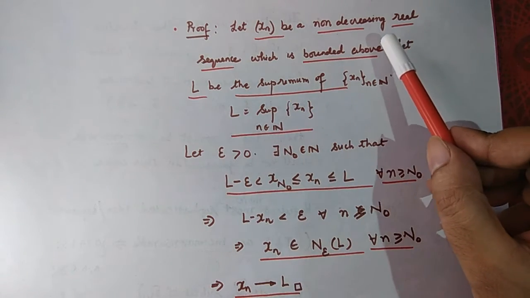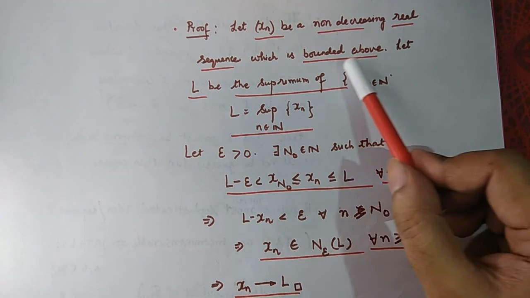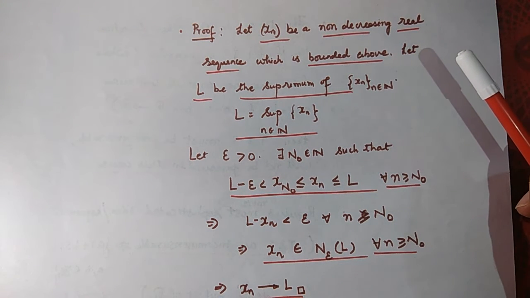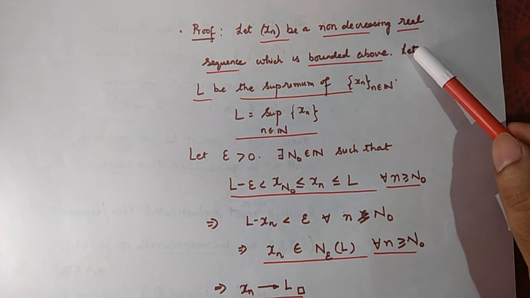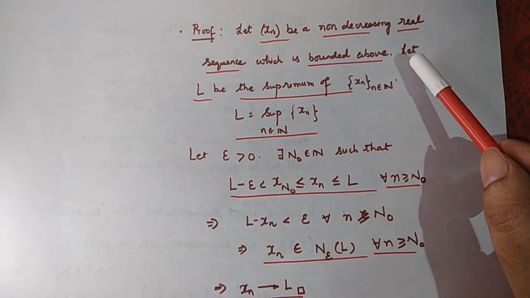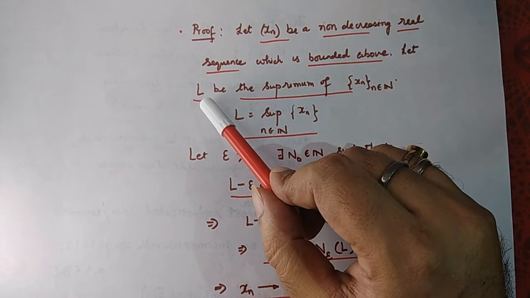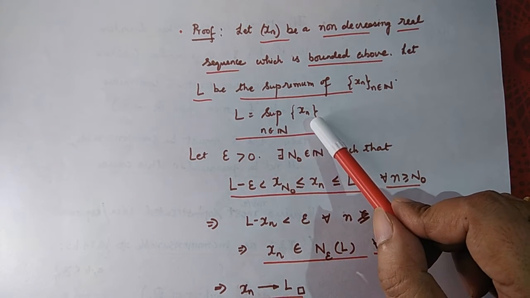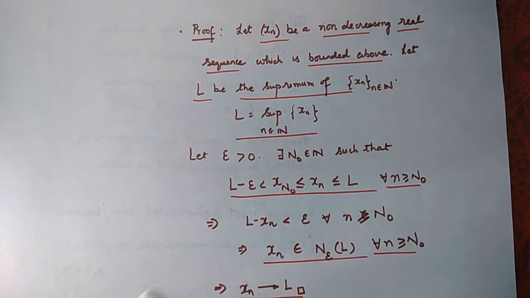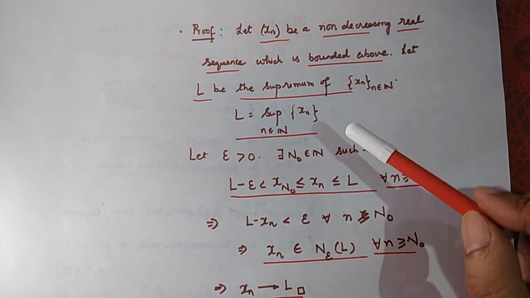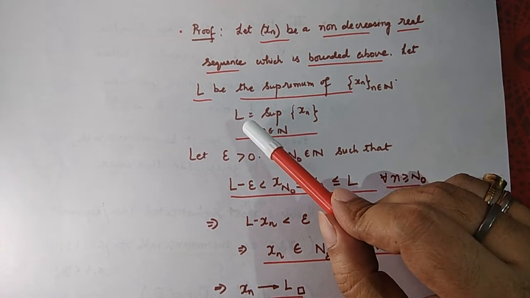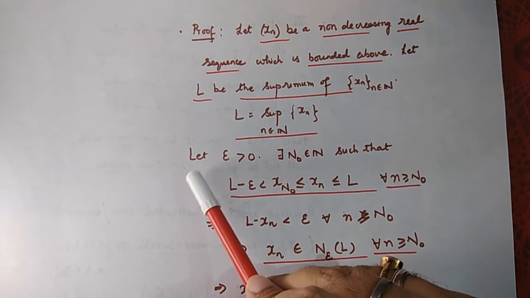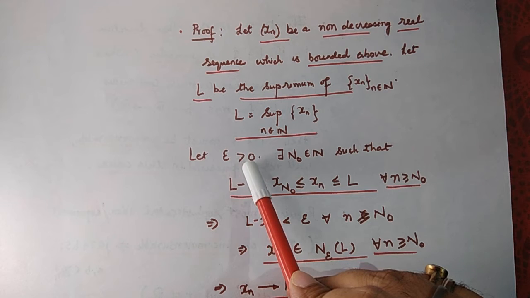Let xn be a non-decreasing real sequence which is bounded above. By virtue of the result which we had seen in the previous lecture, such a sequence will have a supremum. Let that supremum be denoted by L. So L is basically the supremum of the set formed by the terms of the sequence. Now we want to show that this sequence xn converges to L, and we will do so by resorting to the first principles. So let epsilon greater than 0 be given.